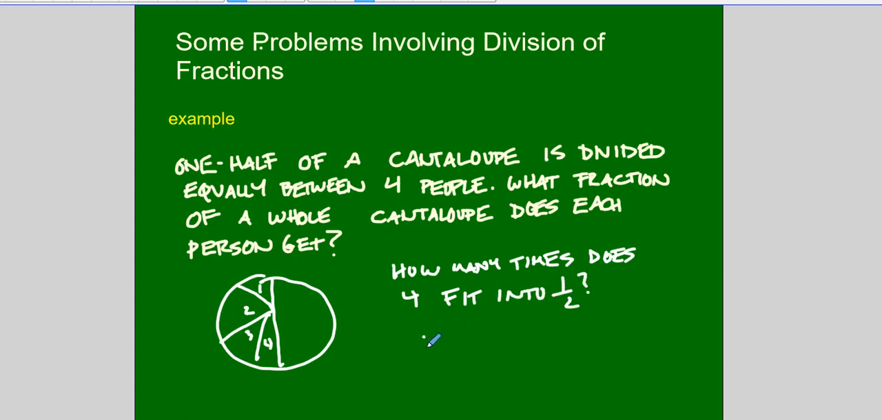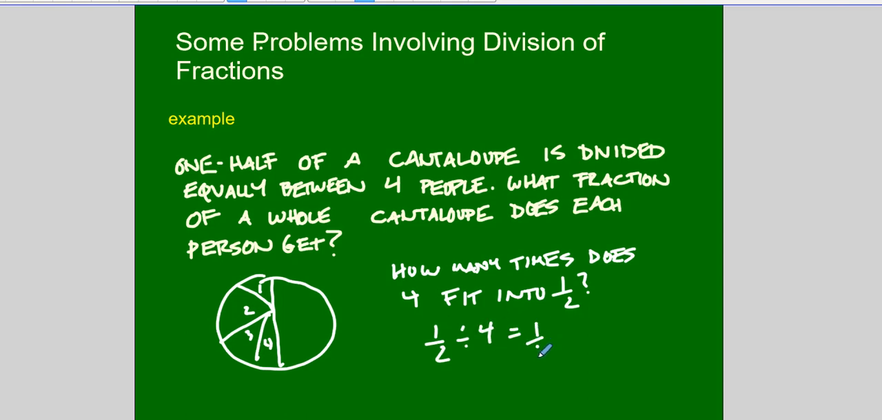So this is going to be 4 divided by, I'm sorry, it's going to be 1/2 divided by 4. So I wrote this wrong. It should, well, no, I didn't. It's 4 1/2. So that's going to be 1/2 divided by 4.